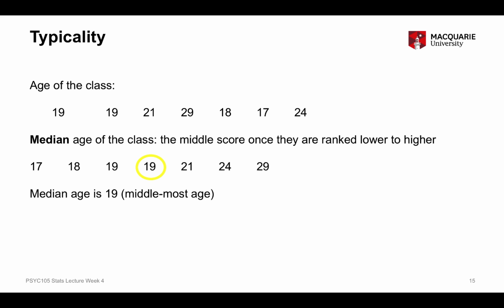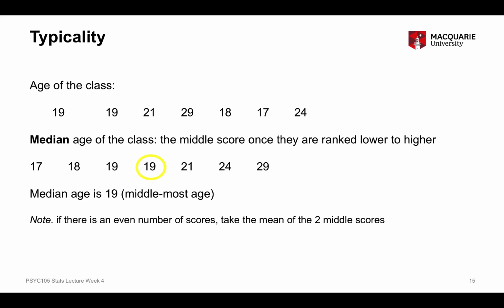You can see that 19 is the score that falls in the middle there. There are 3 scores on the left and 3 scores on the right. So in this instance, 19 is our median age. It's the middlemost age, the one that's smack bang in the middle. If you have an even number of scores, then you're not actually going to get any one score that falls in the middle. In that case, you take the mean of the 2 middlemost scores. So say we didn't have 29 there, then we would take the average of 19 and 19, which happens to be 19. So if you have an even number of scores, you just take the arithmetic average, the mean, of the 2 middle scores.